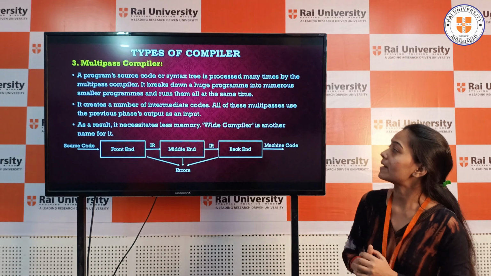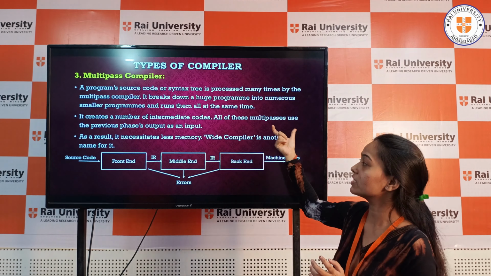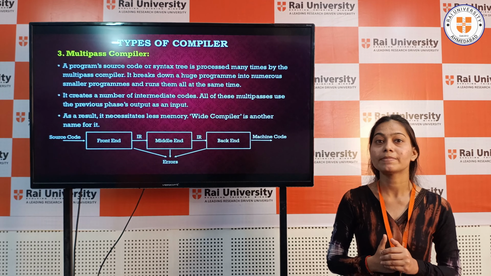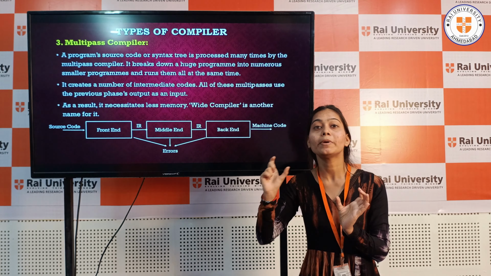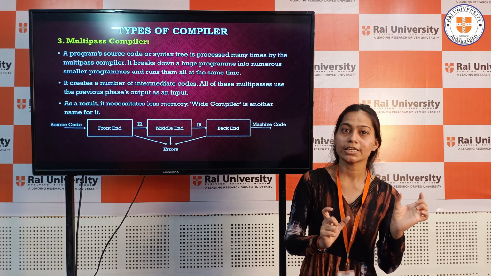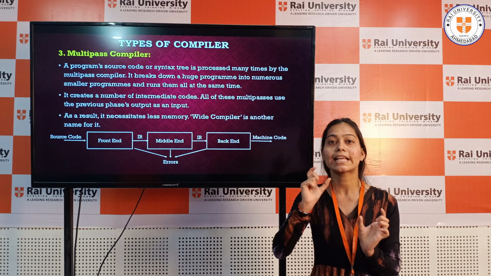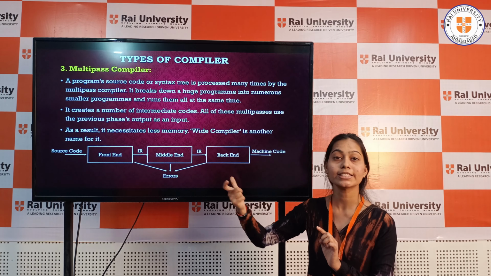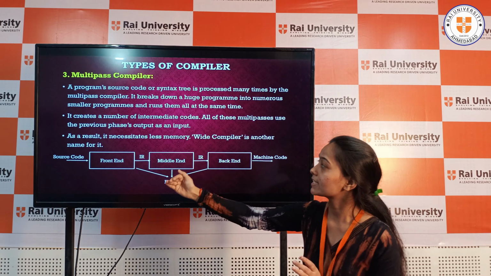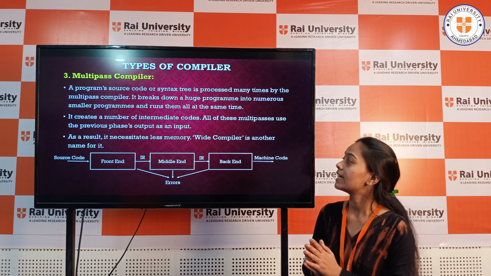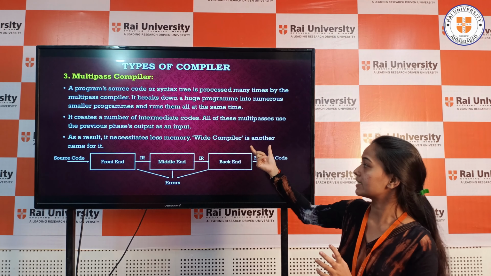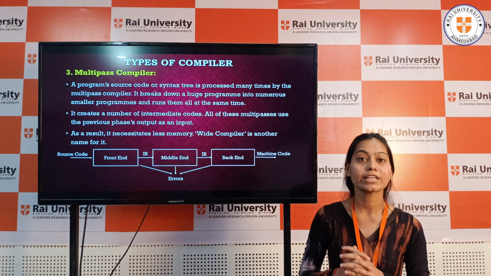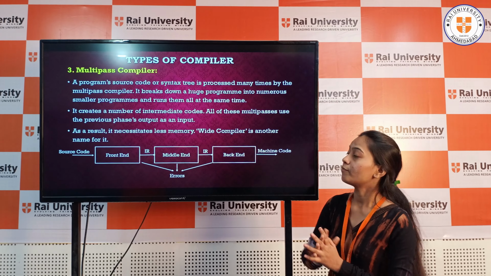All of these multipasses use the previous phase's output as an input. That means here the process is cumulative. That means if the first phase generates any output, it is passed to the next phase as an input. As a result, it necessitates less memory. Wide compiler is another name for it. So here we can say the multipass compiler is also known as the wide compiler.